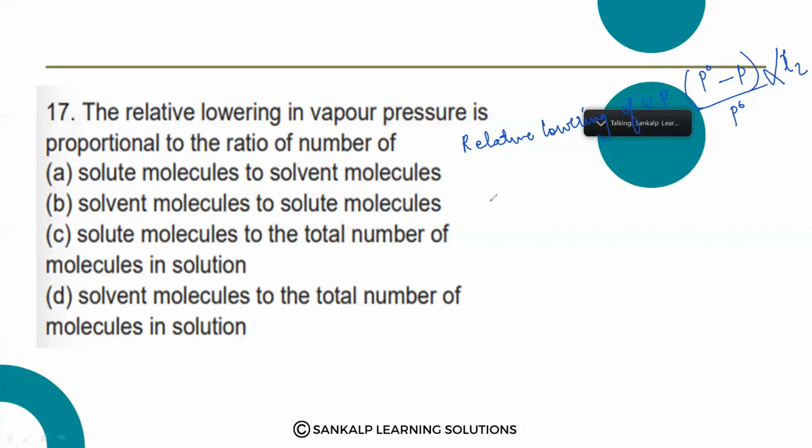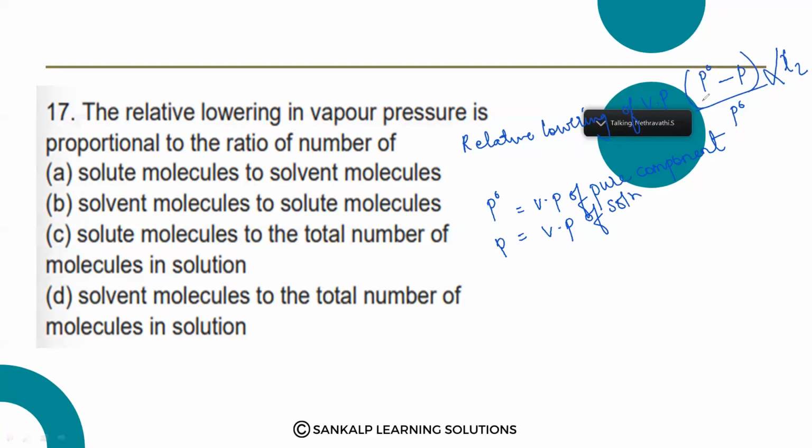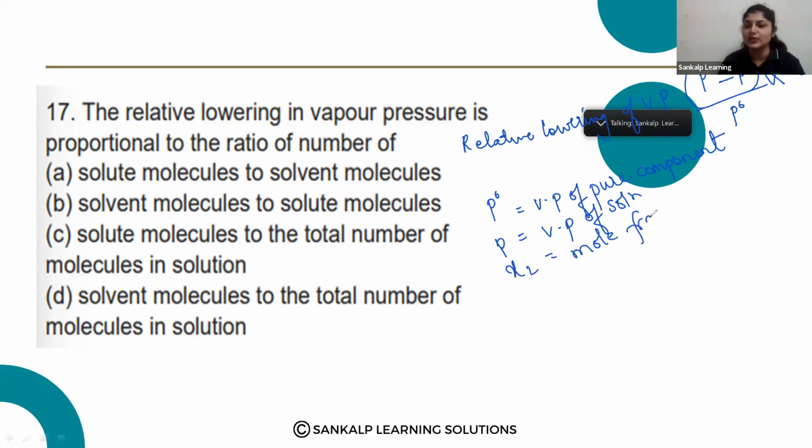Now here, what is P naught? P naught is always the vapor pressure of the pure component, and P is the vapor pressure of the solution. What is X2? X2 is the mole fraction of solute.